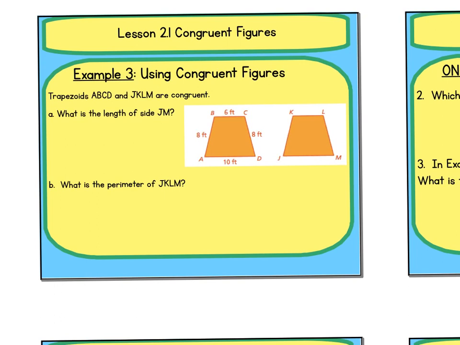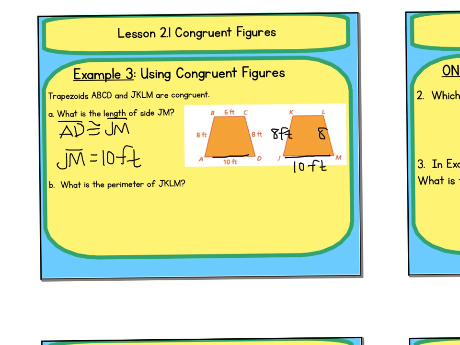In example 3, it says that these two trapezoids are congruent. So that means we can make certain assumptions. It means that the corresponding angles and the corresponding sides are congruent. So we want to know the length of JM. Since JM corresponds to AD, I'm going to write that down. AD is congruent to JM. So that means JM equals 10 feet. So I could go ahead and label this as 10 feet. I could label both of these sides as 8 feet and the top as 6 feet.